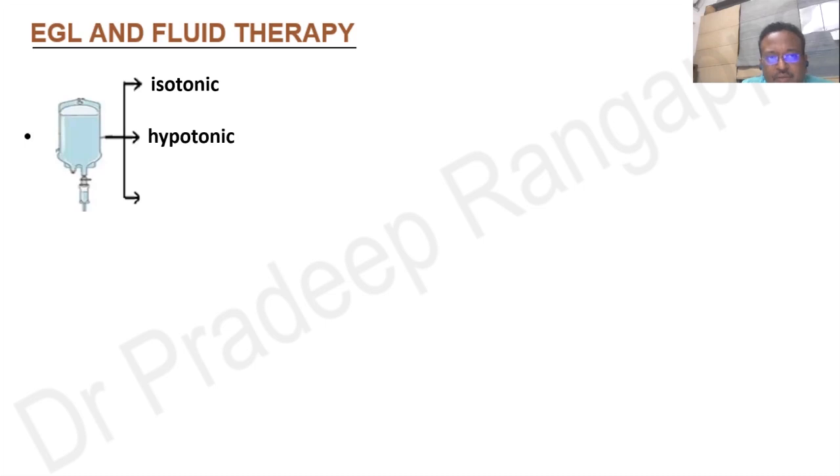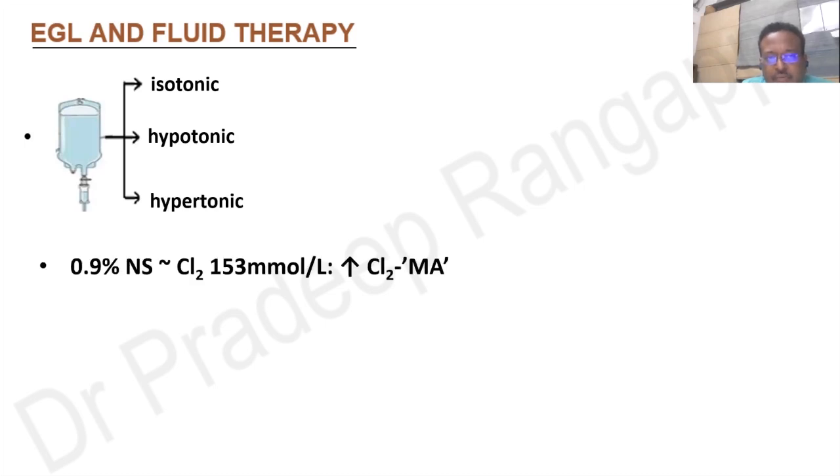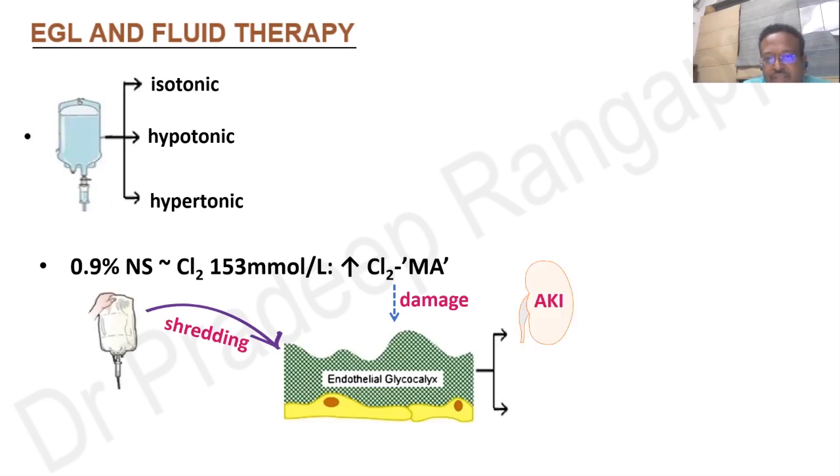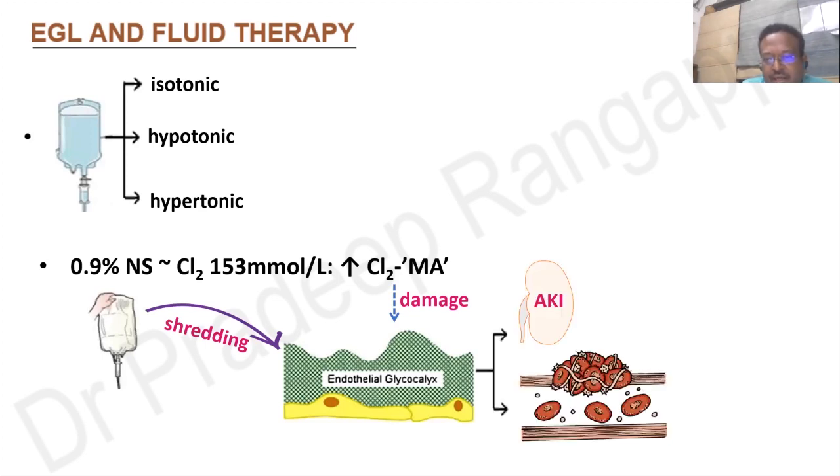Let's look at how this becomes relevant to fluid therapy. When we talk about fluid therapy, you have isotonic fluid, hypotonic fluid, and hypertonic fluid that one would infuse. It has been increasingly recognized that use of 0.9% saline leads to increased chloride administration, and that leads to hyperchloremic metabolic acidosis. It has been found that hyperchloremia causes damage to the EGL, and rapid infusion of these isotonic fluids can cause shredding of the EGL, and this can lead to AKI, and it can lead to clotting abnormalities.